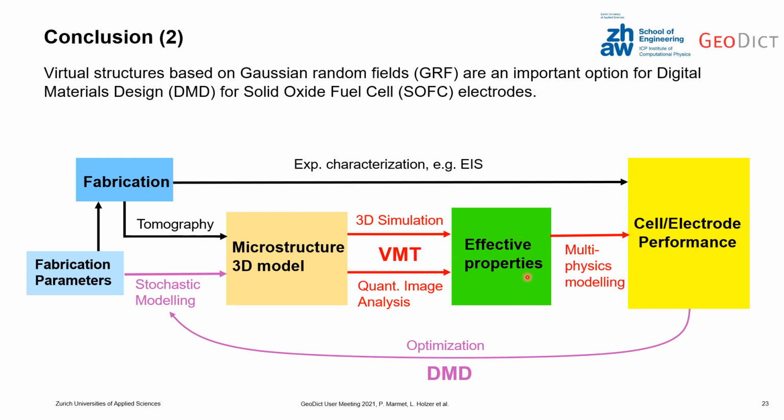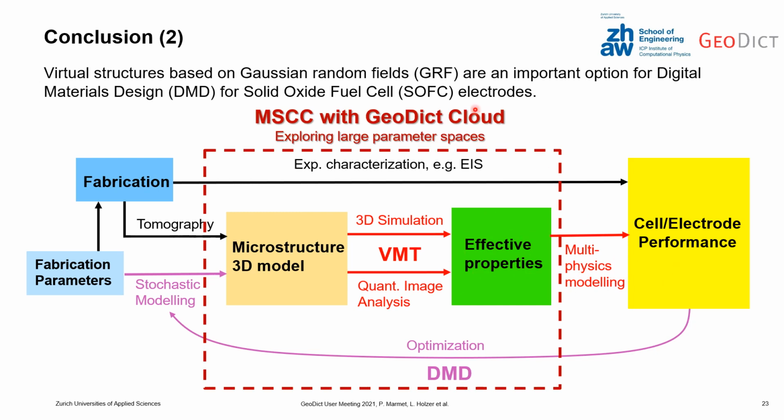The effective properties can then be used as an input for the multiphysics model. The multiphysics model helps to solve the trade-offs for the different microstructure properties to get the best electrode performance. With GeoDict Cloud, large parameter variations can be performed in a very short time. With this workflow, we have a powerful tool available for the systematic and knowledge-based optimization of SOFC electrodes.